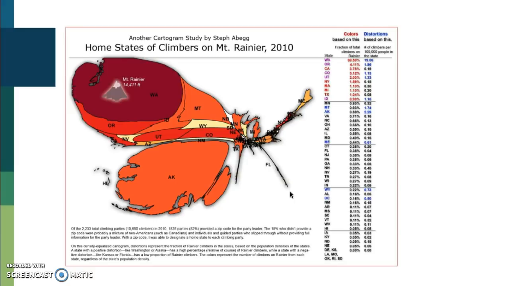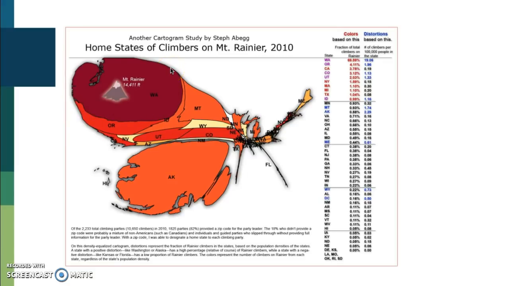Well, I look at the title of this map and it says Home States of Climbers on Mount Rainier 2010. Mount Rainier is a mountain, a very, very tall mountain, and it's in Washington State. So all the statistics here, all the data are how many people climb Mount Rainier. So the bigger the state, the way that it is stretched out means that more people climb Mount Rainier who live in those states. So Mount Rainier being in Washington State's pretty big.